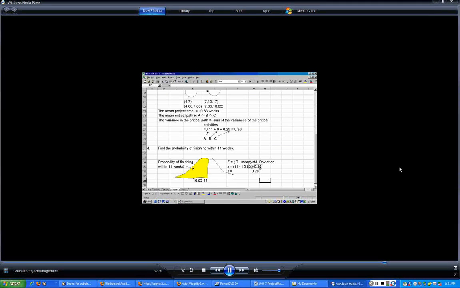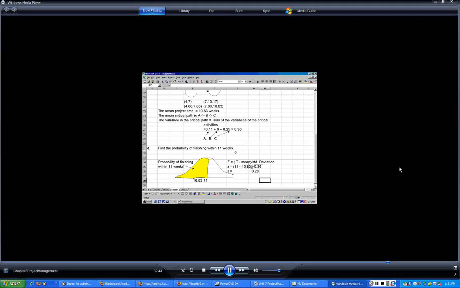So that's the square root sign, square root of 0.36. Now, here you have to compute the standard normal, which is Z, that is defined as the target minus the mean divided by the standard deviation. In this case, the target is 11 minus the mean, which is 10.83, and the standard deviation is the square root of the variance, that is 0.36. So Z is computed as 0.28.